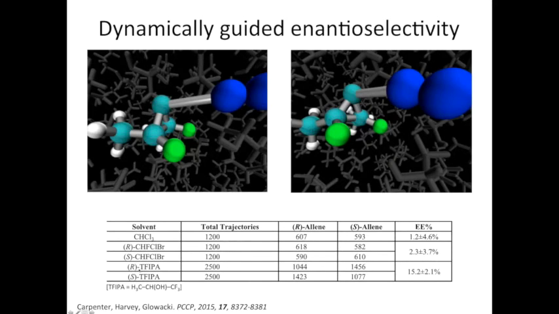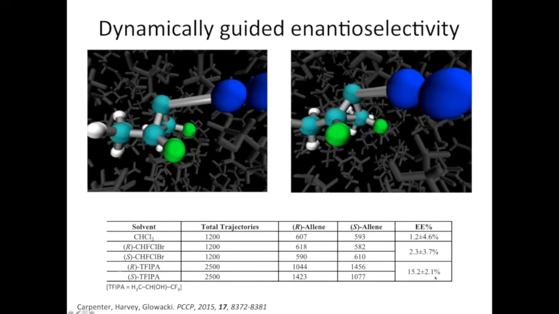Then we chose this solvent right here, which is often referred to by organic chemists as TPIPA, and I've given you the chemical formula of what TPIPA is. Again, it has a chiral center, so we chose it in both its R and its S forms. Ran lots of trajectories, 2,500 of each in each solvent. And here's where it gets kind of interesting, right? We saw that the enantiomeric excess in these two different solvents was about 15% plus or minus 2.1%.